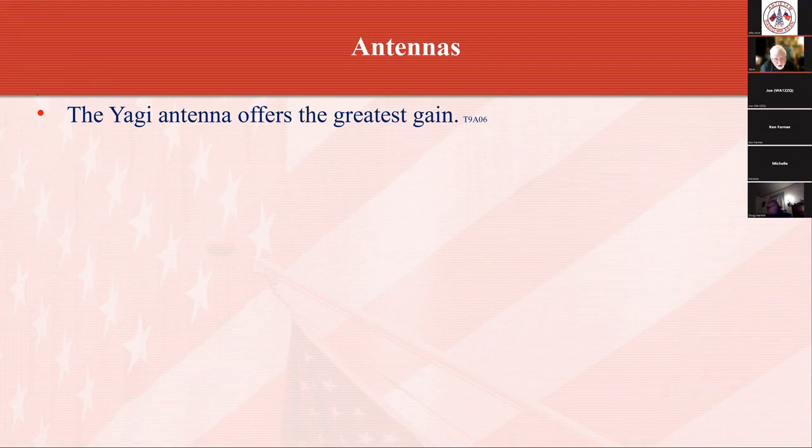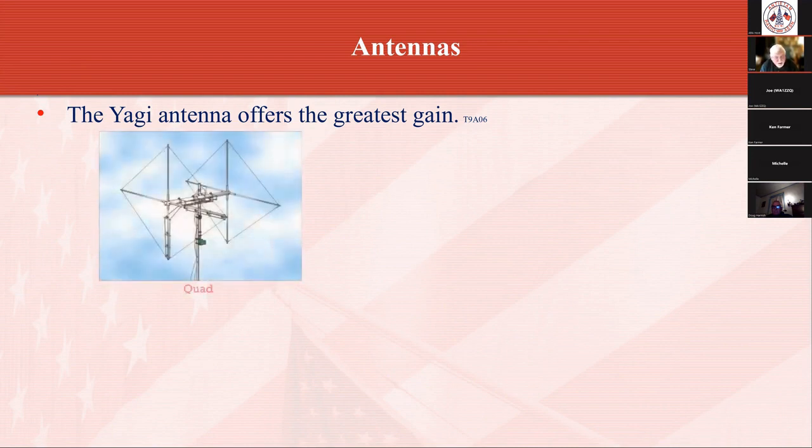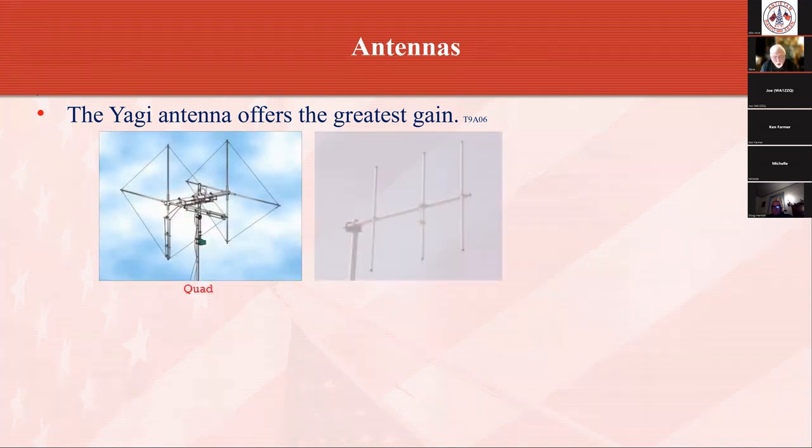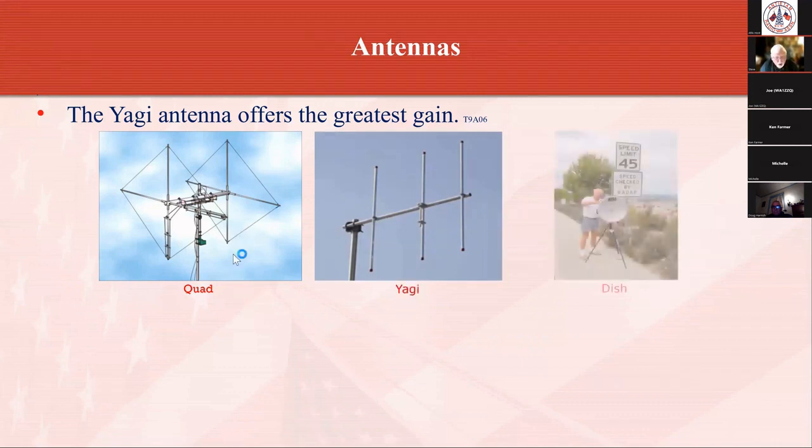Now, there's an antenna called a Yagi antenna. Dr. Yagi was a Japanese professor in the 1920s, and he had a graduate student named Uda. And this particular antenna is properly called a Yagi-Uda antenna. But the Yagi antenna is very common, and it offers the greatest signal gain. Now, this particular antenna is called a quad or a cubical quad. The proper name is a cubical quad. This particular antenna is a Yagi antenna, and then this is a dish antenna.